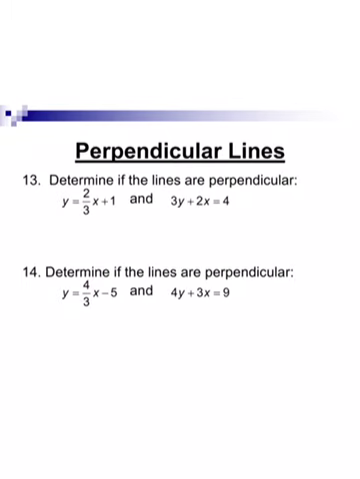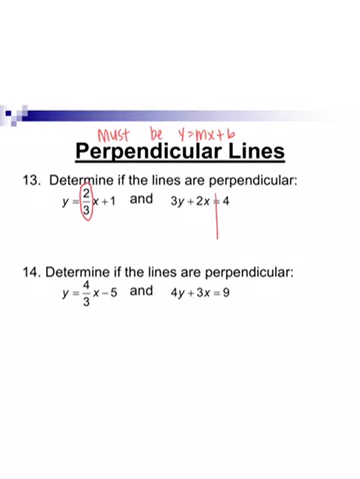Determine if the lines are perpendicular. We're checking their slopes to see if they are opposite reciprocals. Again, you must be in slope-intercept form, so y equals mx plus b. So the first equation has a slope of 2/3. So if the other line is going to be perpendicular, what slope would it have to have? Hopefully you said negative 3 over 2.